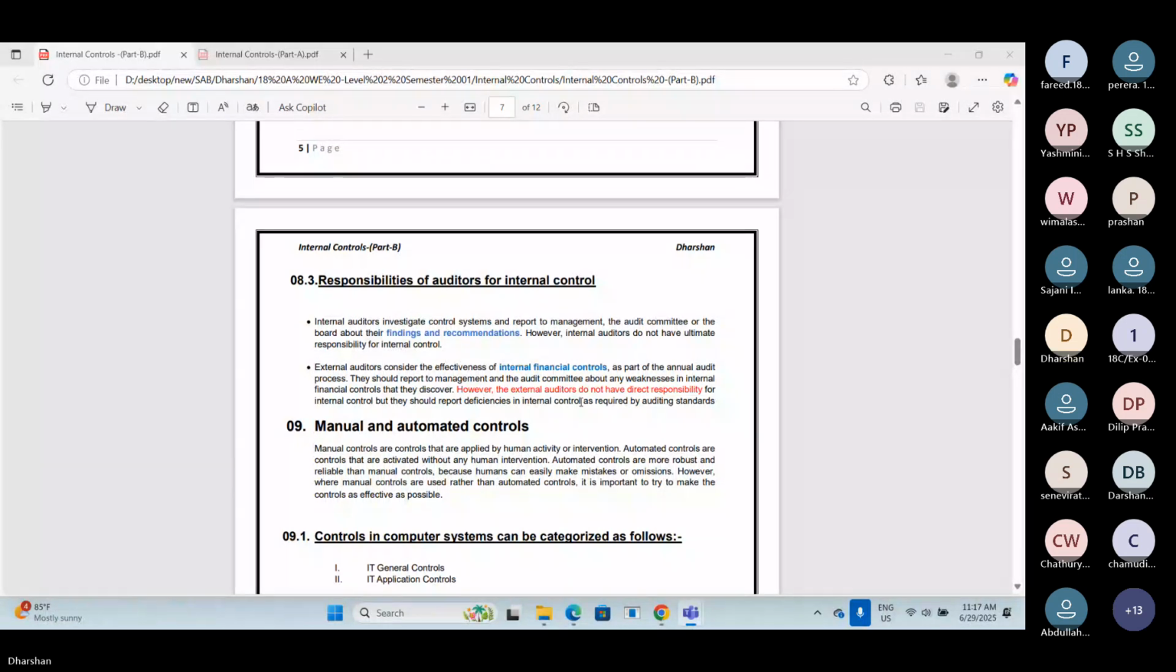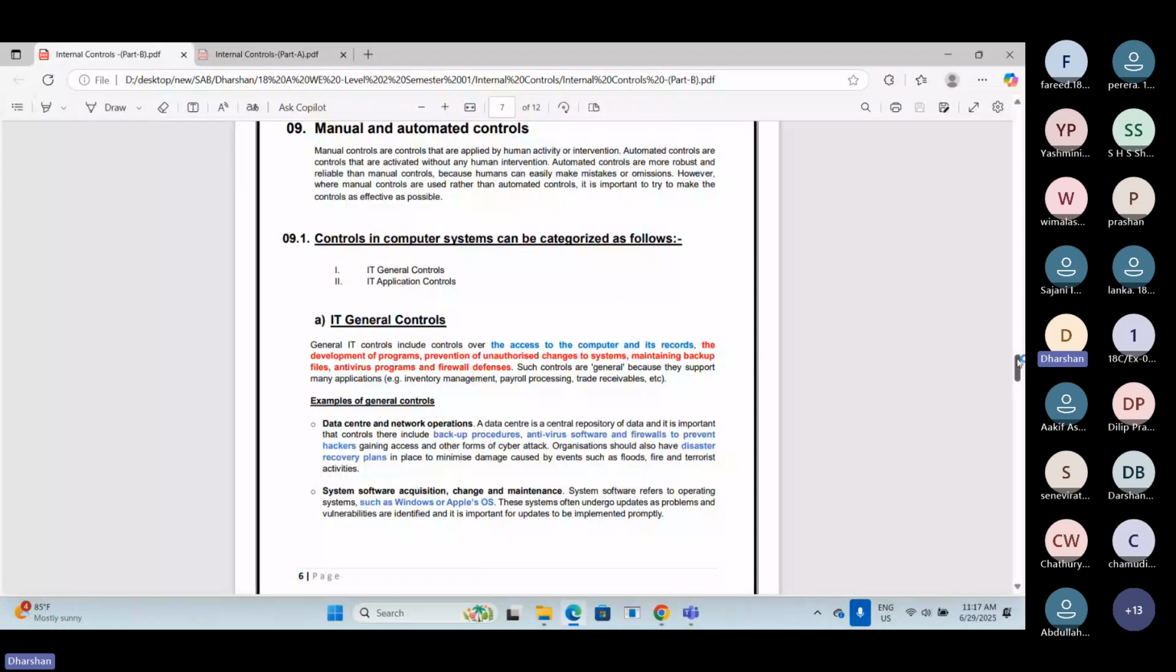So next topic, IT controls. Controls in computer systems can be categorized as follows. Now, the next topic we are going to discuss is IT controls, information technology controls. If you take an organization, that organization might have manual controls as well as IT controls. Manual controls I don't need to explain, because they are things like signing the payment vouchers and signing the invoices manually.